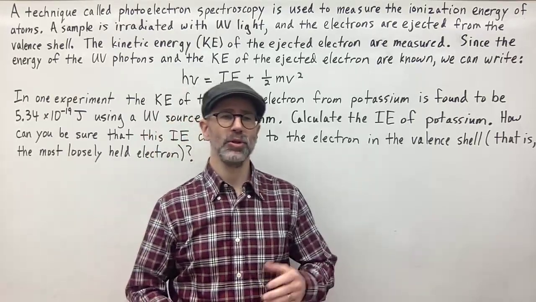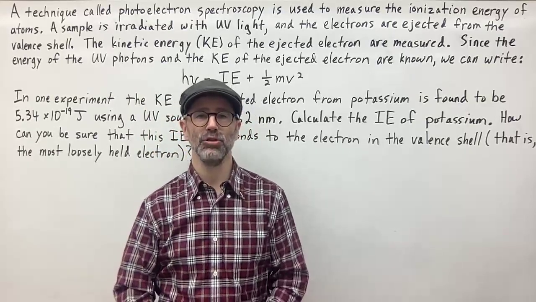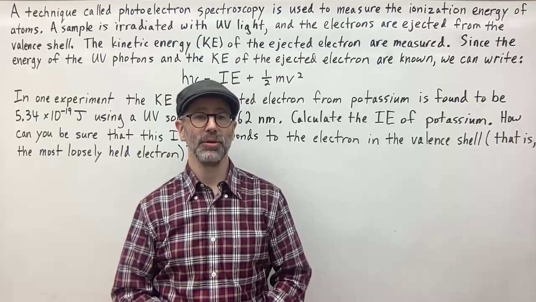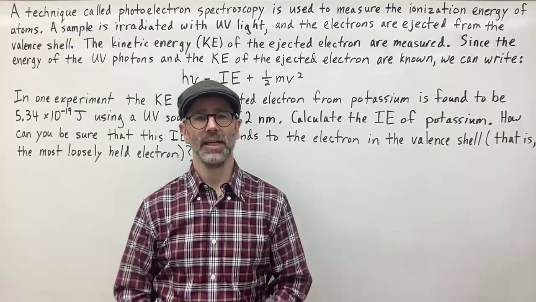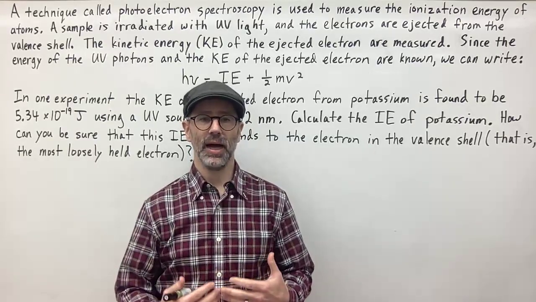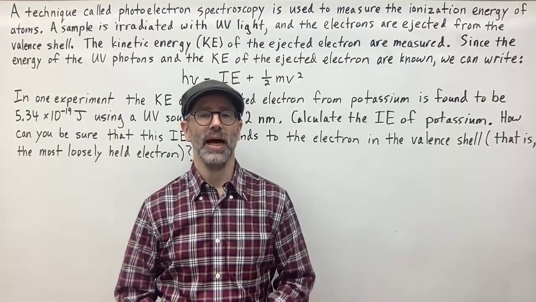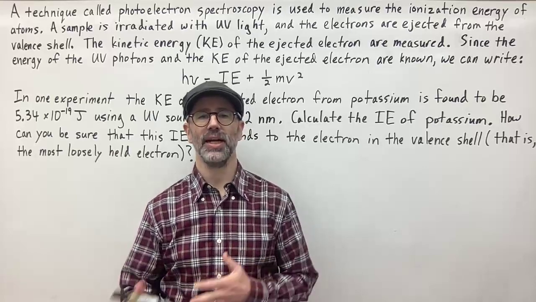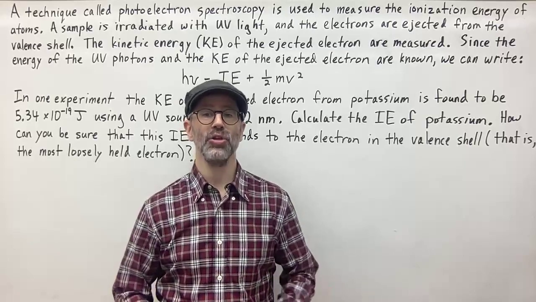In this problem we're told that a technique called photoelectric spectroscopy is used to measure the ionization energy of atoms. A sample is irradiated with UV light and the electrons are ejected from the valence shell. The kinetic energy of the ejected electron is then measured. Since the energy of the UV photons and the kinetic energy of the ejected electron are known, we can write this equation here.